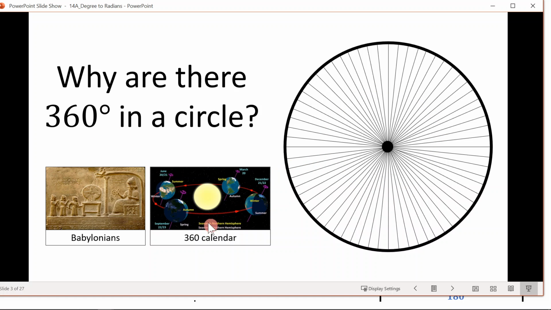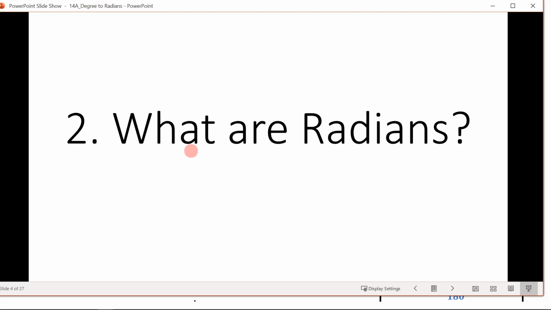Or you might say, well, it has to do with the fact that it takes the Earth 360 days to go around the sun. That could be another good reason. What you notice about all the reasons why there is 360 degrees in a circle is they're very human-centered. The Babylonians, the time it takes us to go around the sun, they're all from our perspective, very human, not very objective at all. So the next question we should ask ourselves as mathematicians is, is there something more objective we can use? Although we wouldn't say it's better in any way, just another way of doing it, which you could argue is more objective, is to use something called radians.